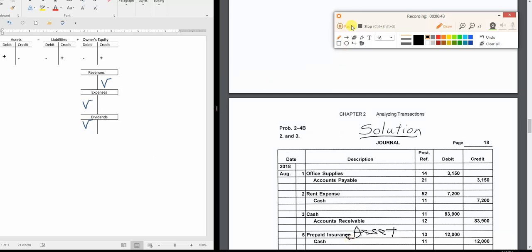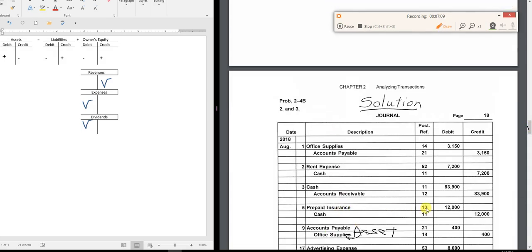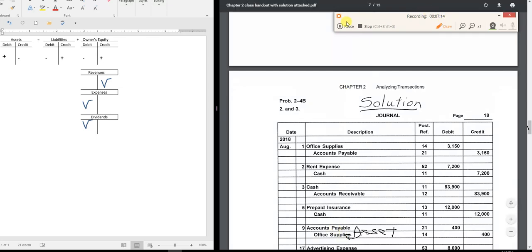The next one is we returned a portion of the office supplies purchased on August 1st. That's this one. Receiving full credit for their cost, $400. So notice that if I purchased it with this entry, to return it, I would simply flip it. So I'm going to debit accounts payable, so I no longer owe them, so it's going down, and my office supplies are going down. Okay, so I'm just flipping it for office supplies and accounts payable.